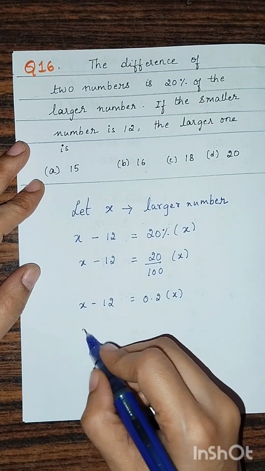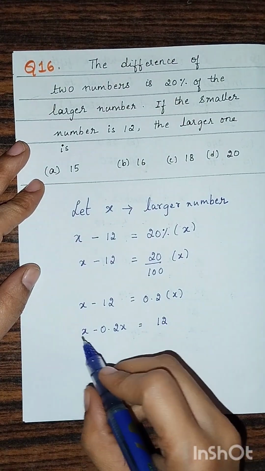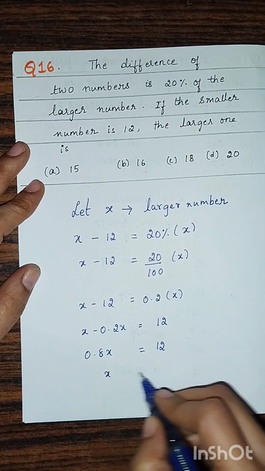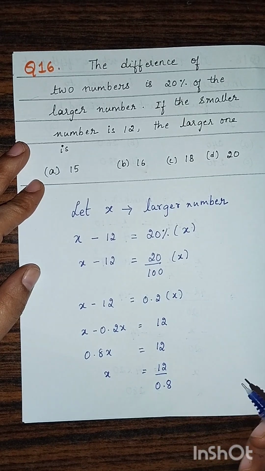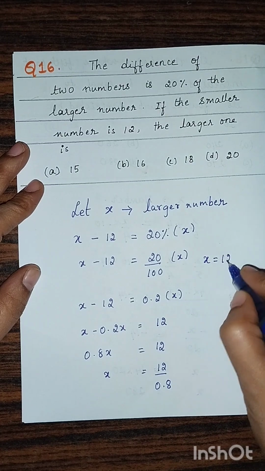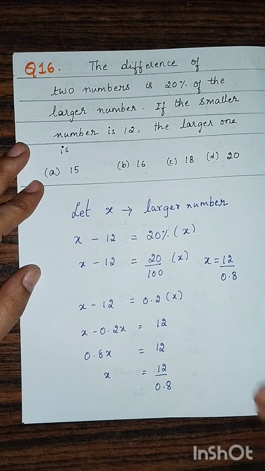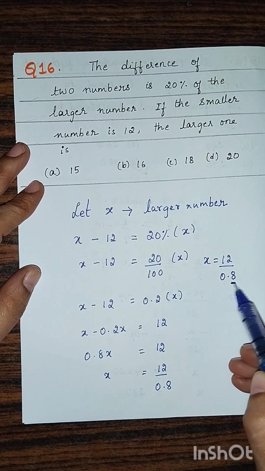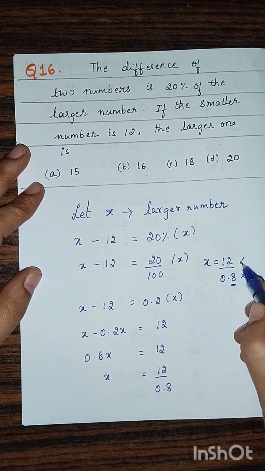Now let us bring like terms on one side. So x minus 0.2x is equal to 12. 1 minus 0.2 is 0.8, x is equal to 12. So x will be 12 divided by 0.8. So when you have a decimal in the denominator, how do we simplify? We will multiply by tens, hundreds and thousands depending on the decimal place. Here it is 0.8, so only in the tenths place we have a quantity, right? 0.8. So we will multiply by 10.